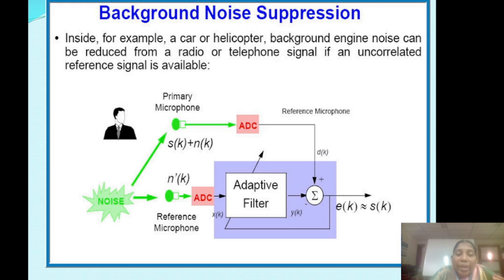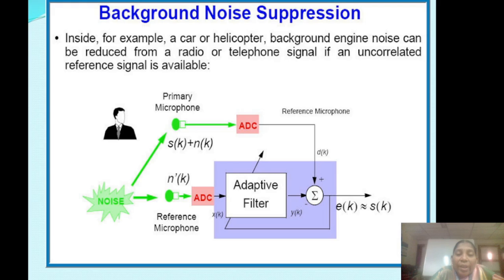When he speaks, definitely his speech signal plus the noisy background signals overlap. That will be amplified and sent to the analog to digital converter, which will produce the output as a digitized signal called D of K. Now the noisy signal, the background noise produced in this microphone, is sent as a reference signal to an analog to digital converter. It is again converted into a digital signal and sent to this adaptive filter.